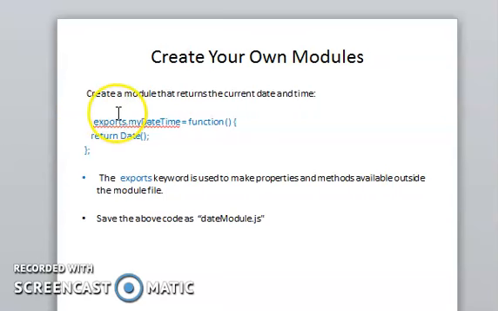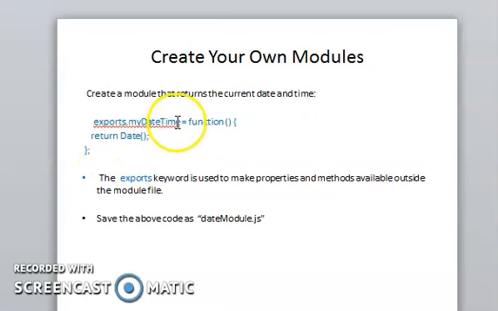Here, creating our own module for getting the current date, I am using exports.myDateType equal to a function. In this function I need to return the current date. This is actually a module. Here I am saving this module as date module.js. That means exports.myDateType equals a function, and in that function I am telling it to return the current date. That is, return date.